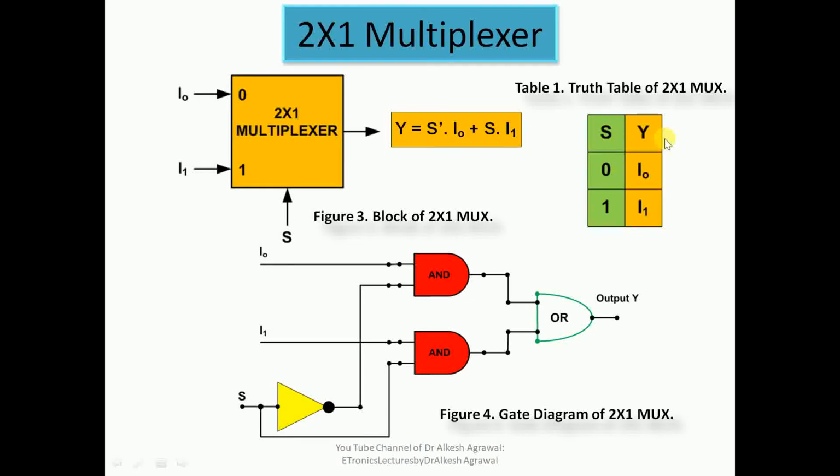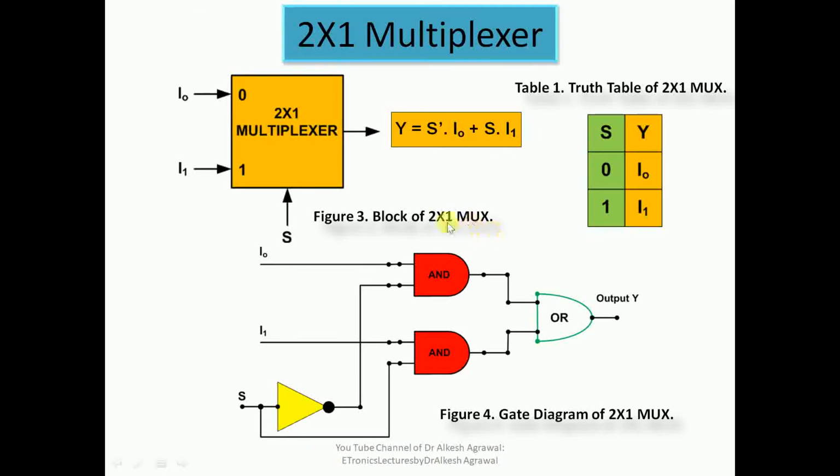The information of the truth table can be depicted as a Boolean function. For the combination where S is 0 and output Y is I0, we write S complement and I0, or, when S is 1, S and I1. When S is 0, this second term becomes 0, and S complement is 1, so we get I0. When S is 1, the first term becomes 0, and we get 1 and I1, which is I1.